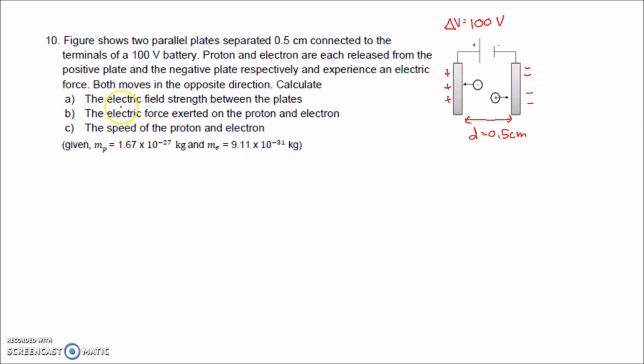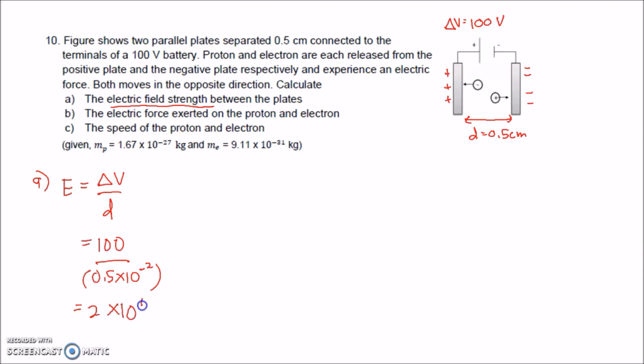Calculate A, the electric field strength between the plates. So since we have the uniform electric field strength between the 2 plates, we can use this equation: E equal to delta V over D. Delta V is 100. D is 0.5 centimeter. So the electric field strength between the two plates is 2 times 10 to the power of 4 Newton per Coulomb.